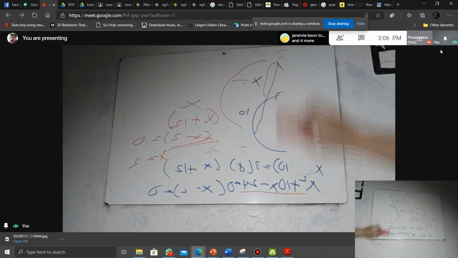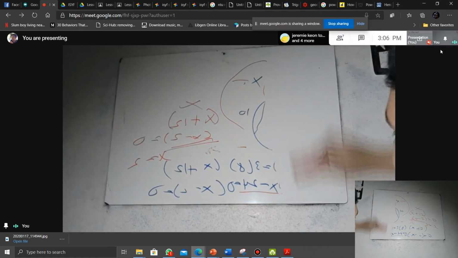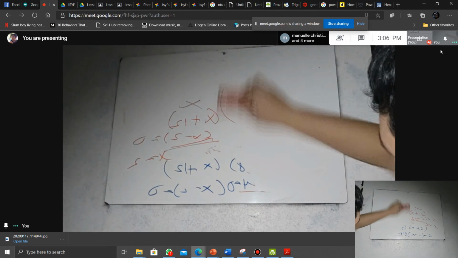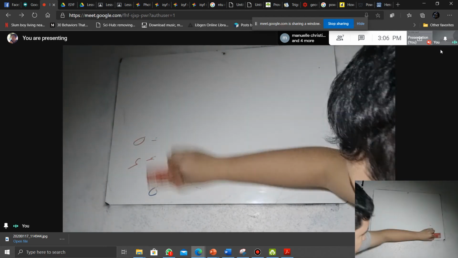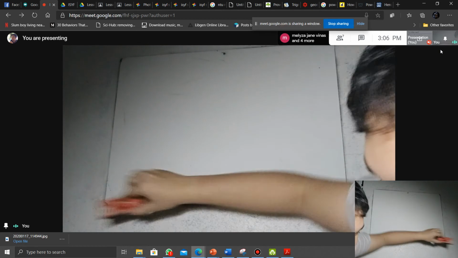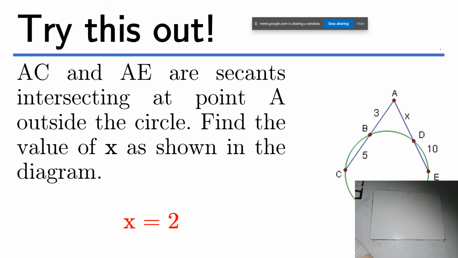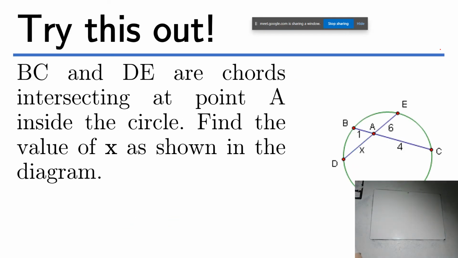Now, let's move on to the next item. Sorry if medyo di malinaw yung pagka-state ko kanina, no? Okay, sige. For the next item, ganito.